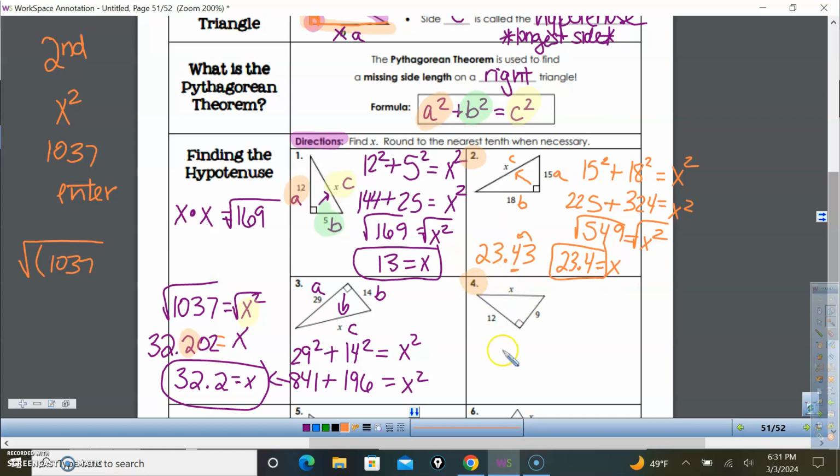And for number 4, I will start by identifying my hypotenuse. Opposite that right angle is my C value. A and B are my legs. Instead of A squared, I'm going to do 12 squared plus, instead of B squared, it will be 9 squared equals, instead of C squared, it will be X squared.